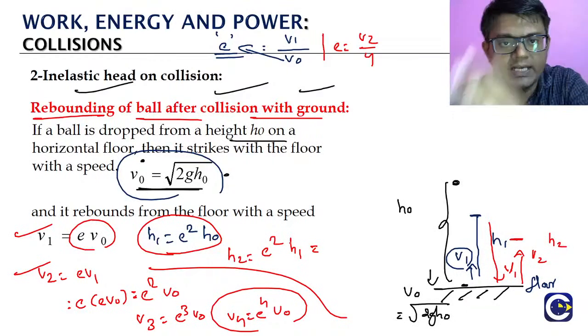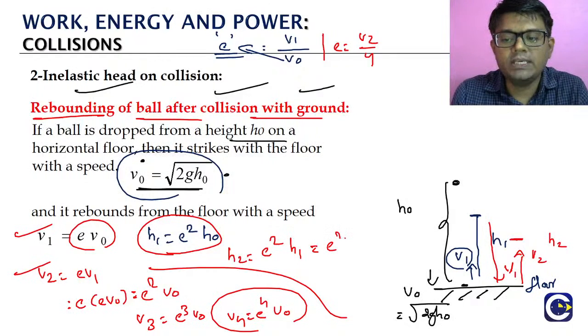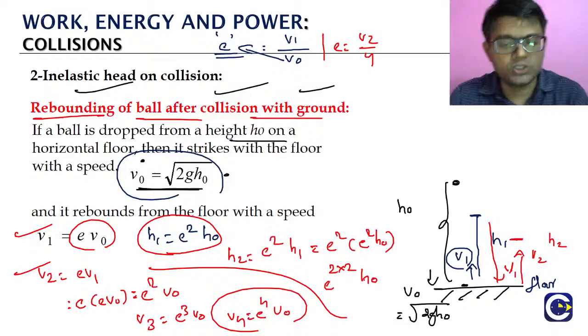h1 is equal to E square into h naught. So h2 will be equal to what? E square into h1, right? So E square into what is h1? So what is it? E power 2 into 2 h naught.